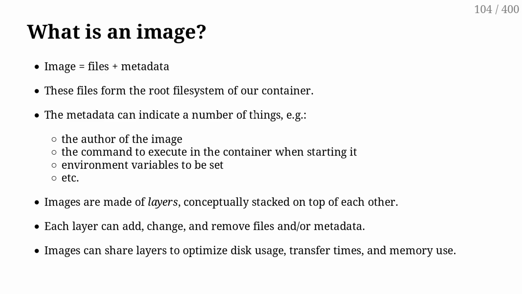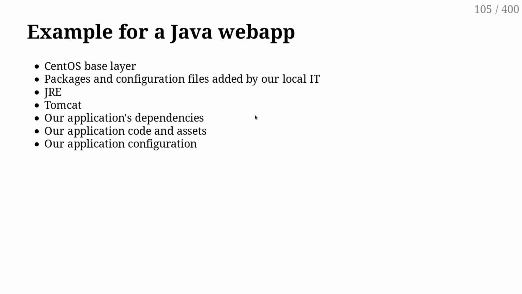The images are broken down in layers, and each layer can be thought of like a code commit. So each layer can add, remove, or change a bunch of files, and it can add, remove, or change a bunch of metadata information. Images can share layers, and that's a pretty useful thing.